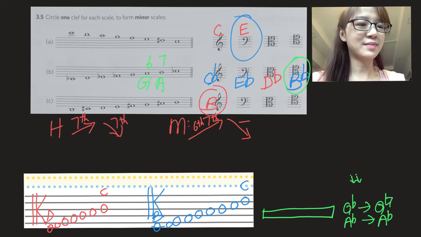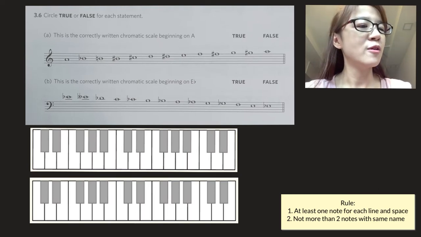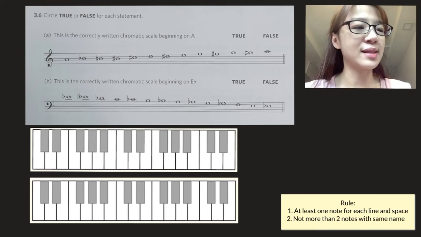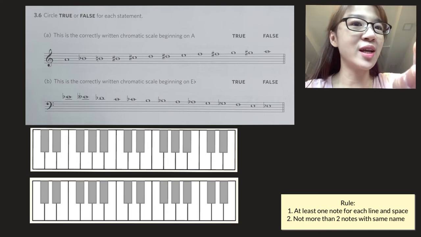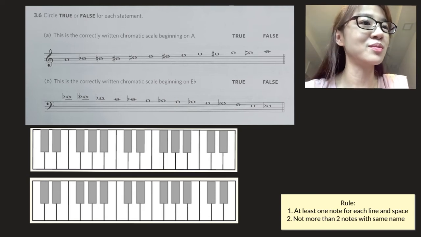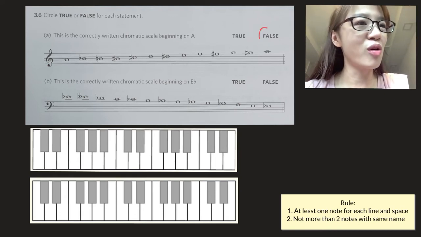B minor. For the chromatic scales, we need to understand some rules. The first rule is at least one note for each line and space, and not more than 2 notes with the same name. For example, for question A, at a glance, you can see you have notes with the same name, B, B, B, more than 2 times, which is 3 times. So this is definitely false. Okay, so the answer is wrong.